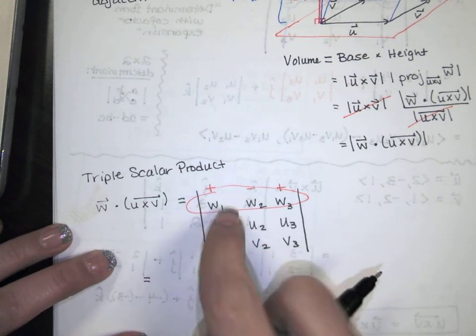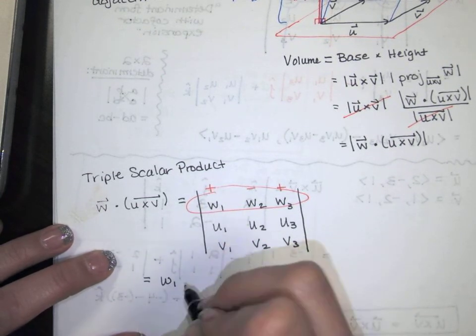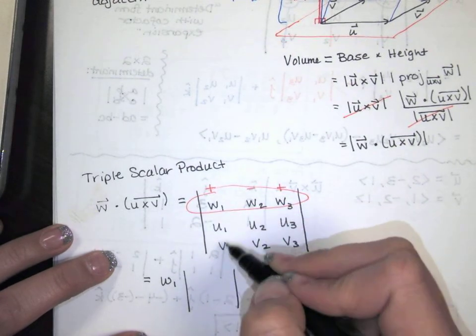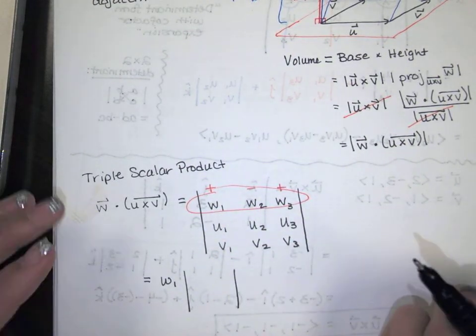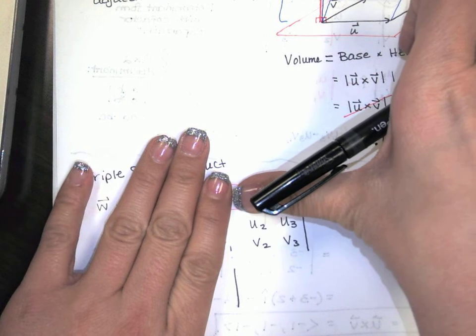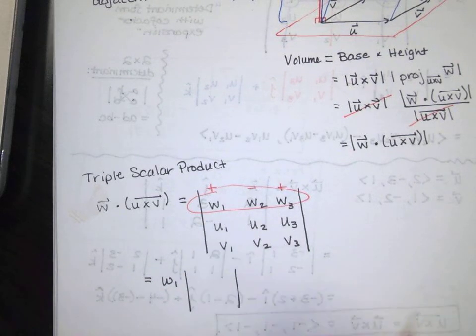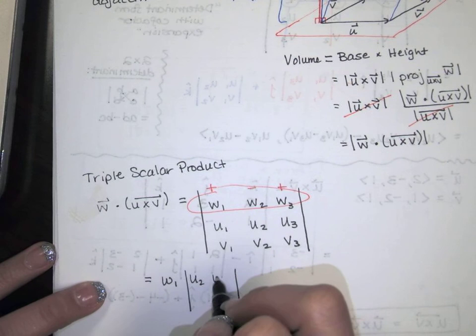You're going to have plus W1, whatever that is, times the 2 by 2 determinant that comes from crossing out the column and the row containing W1. So it's just like when we did cross product, but instead of multiplying by i hat, you're multiplying by W1, which is a number. So you're going to have this over here.